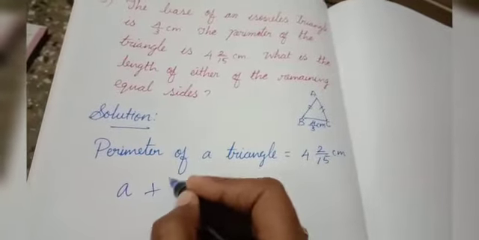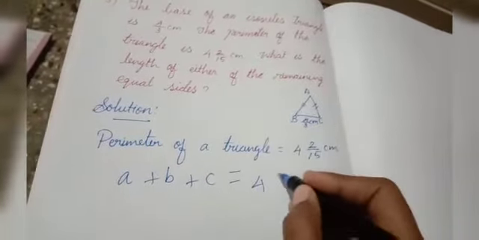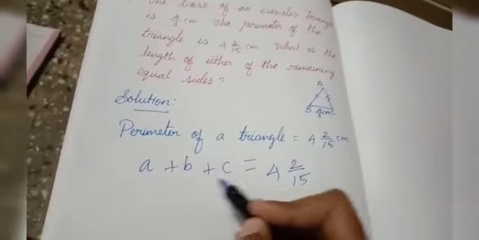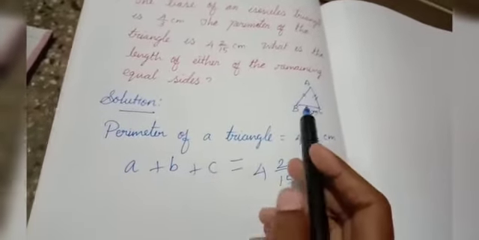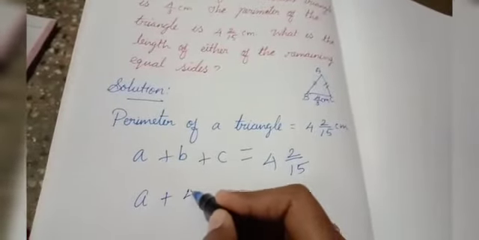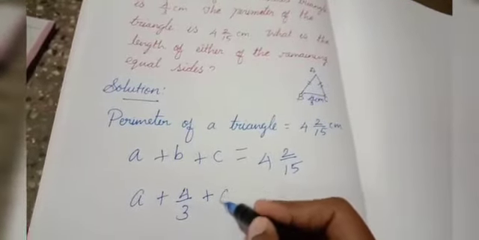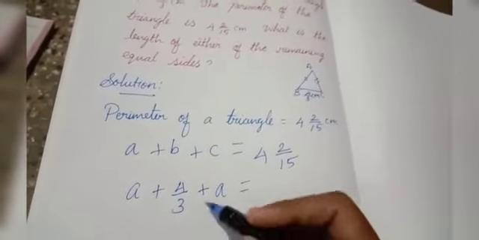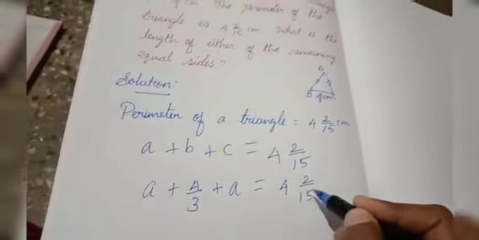So a plus b plus c is equal to 4 2/15. And here a and c are equal length. We have to find that length only. The base side value is given, that is 4/3 centimeter. So instead of b, I am going to substitute 4/3. And instead of c, I can take it as a. Why? Because it is an isosceles triangle, so these two sides are equal. So I have written c as a. It is equal to 4 2/15.